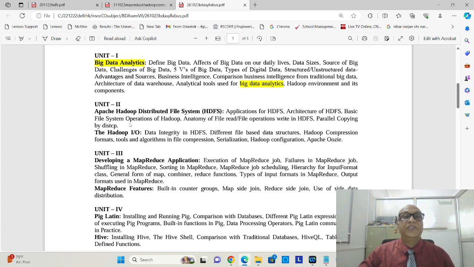Applications, Operations, Read-Write File Operations, Parallel Copying by DistCp, Hadoop I/O, Data Integrity, Compression, Tools and Algorithms, Serialization, Hadoop Configuration, Apache Pig. So let us focus today's discussion on HDFS, architecture of HDFS and related terminologies.